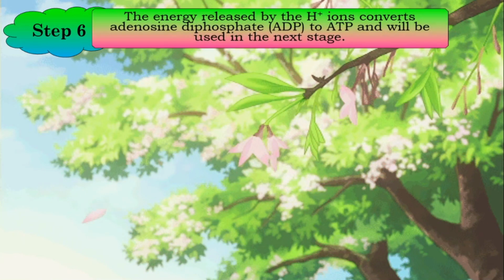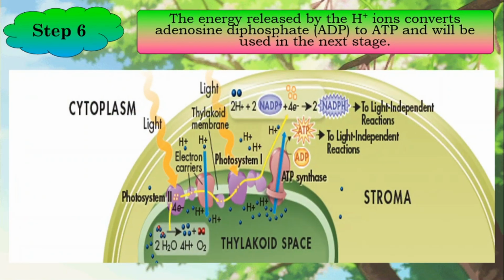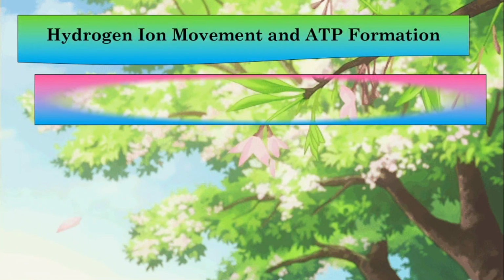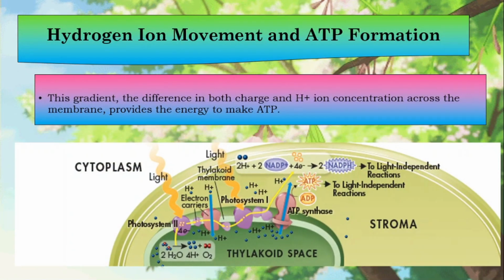Step 6. The energy released by the hydrogen ions converts adenosine diphosphate to ATP, or adenosine triphosphate, and will be used in the next stage. Hydrogen ion movement and ATP formation. This gradient, the difference in both charge and hydrogen ion concentration across the membrane, provides the energy to make ATP.